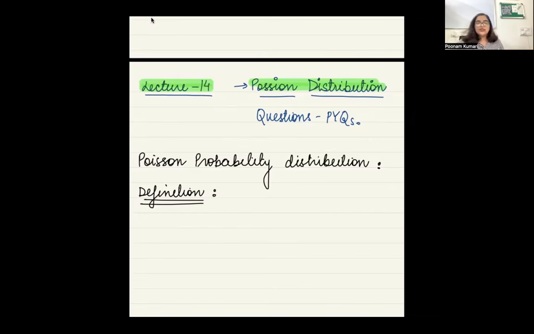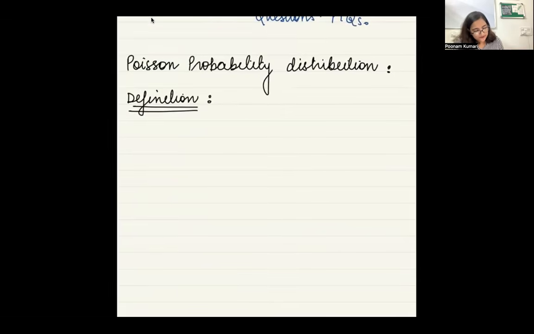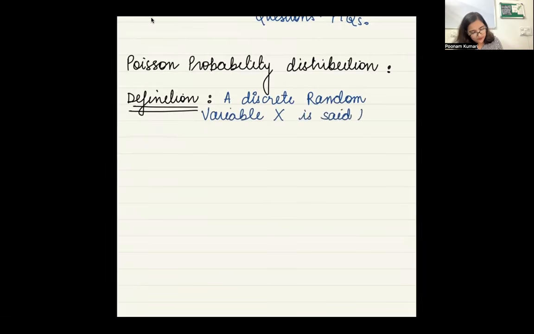So, okay. What's the definition of Poisson probability distribution? So, a discrete random variable, or this random variable we are representing with x. So this discrete random variable is said to have a Poisson probability distribution. Poisson distribution.